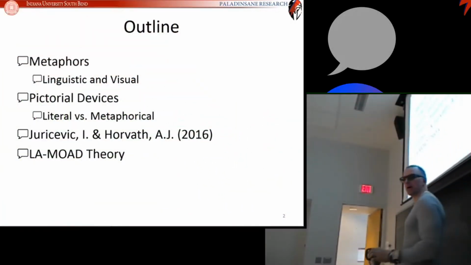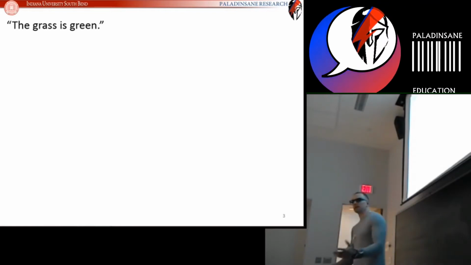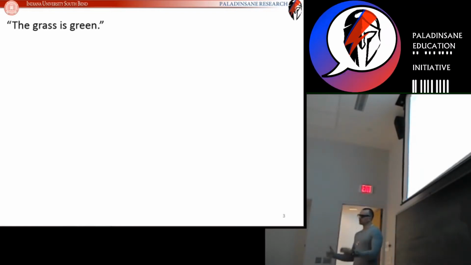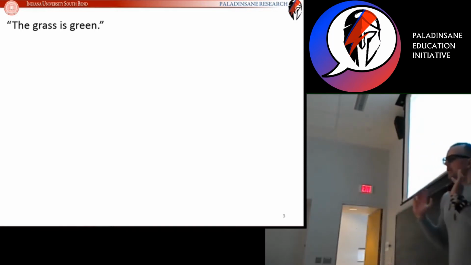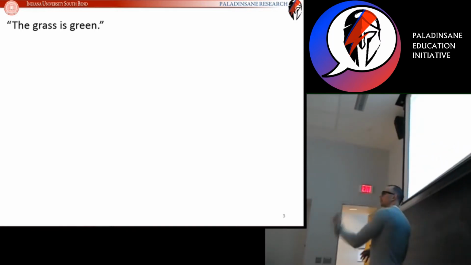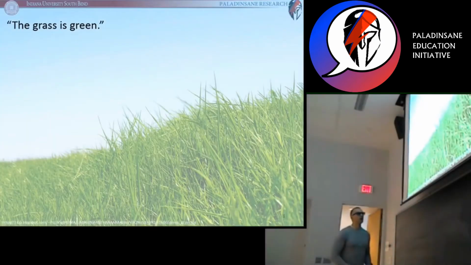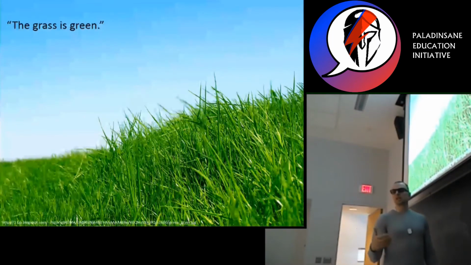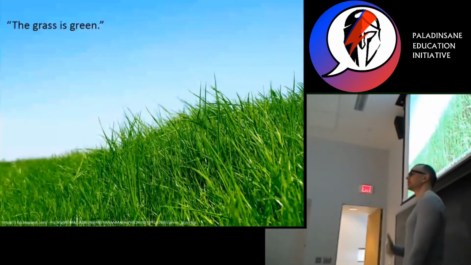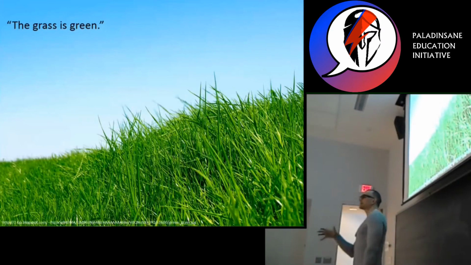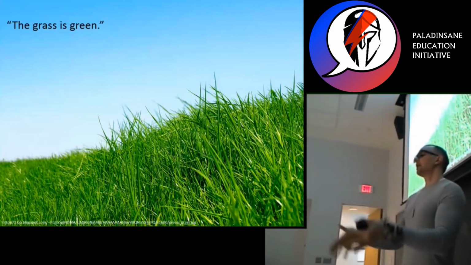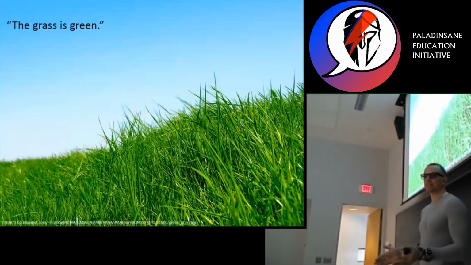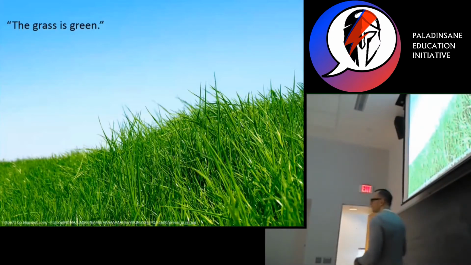So let's start off with the idea of literal statements and metaphorical statements. We'll start with a literal one. If somebody told you, "The grass is green," we all know what that means. We've been taught what that means since elementary school. This is a literal statement. It is literally telling you that the grass is actually green. There's grass out there, and it's green. It's meant to be interpreted exactly as it is.